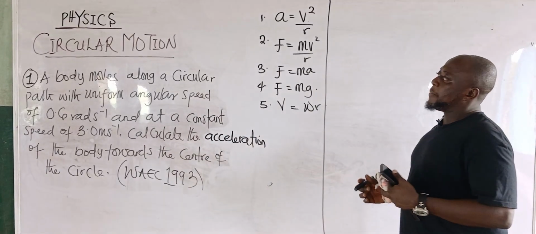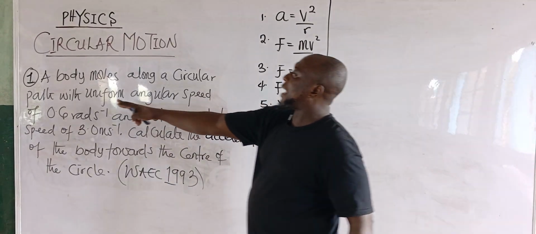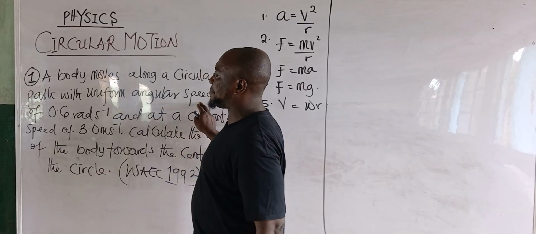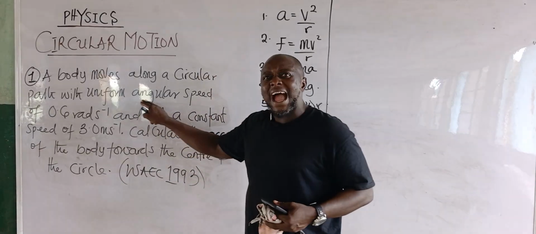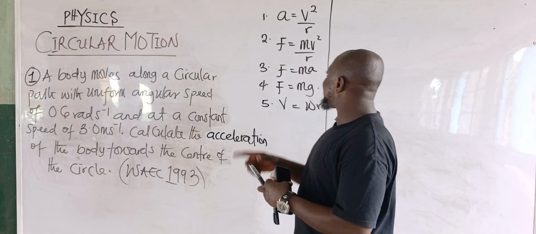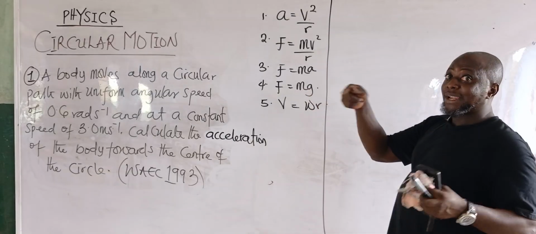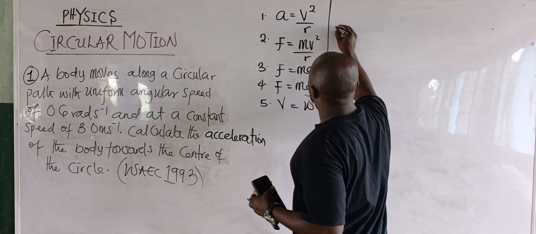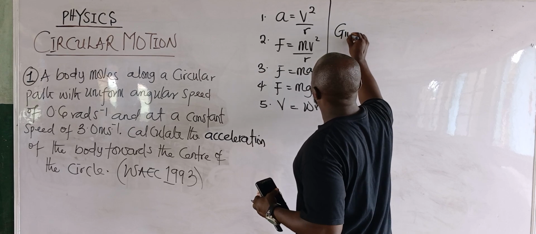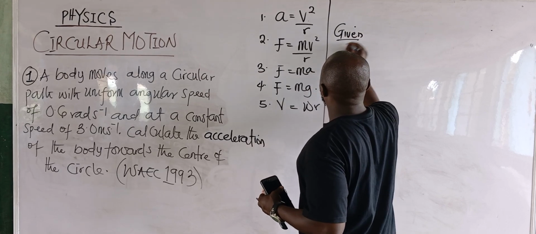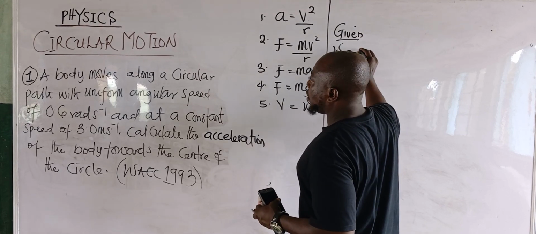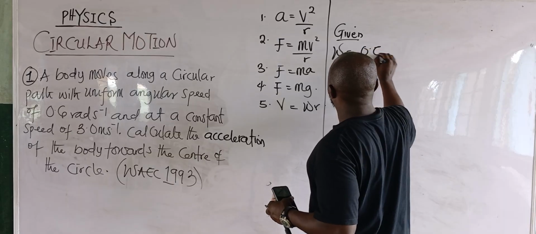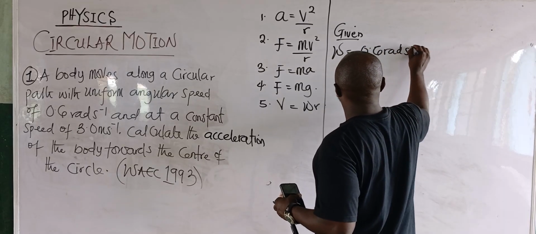And the question is this. They said a body moves along a circular path with a uniform angular speed. Don't forget, uniform angular speed, that's my W, omega. So this is what is given. Let's list out what is given here. Here, angular speed becomes 0.6 rad per second.